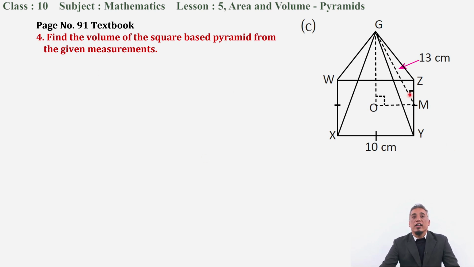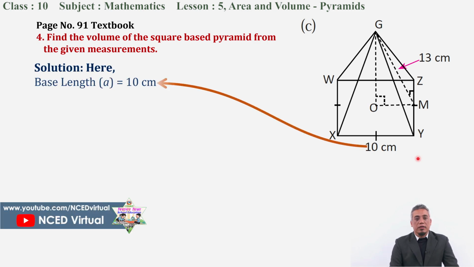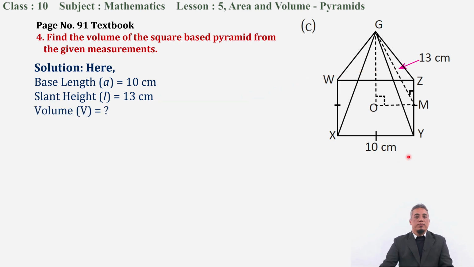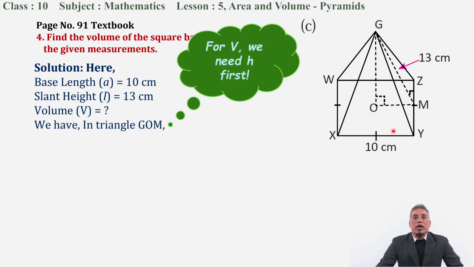So here the slant height is given, instead of the perpendicular height. So we copy down the information, A as 10 and L as 13. Now we have to find the volume. So before we apply the formula for volume, we know that volume has H in the formula, but we don't have H here. So that H is to be calculated from the triangle GOM. You can see here GOM. So it is highlighted now.